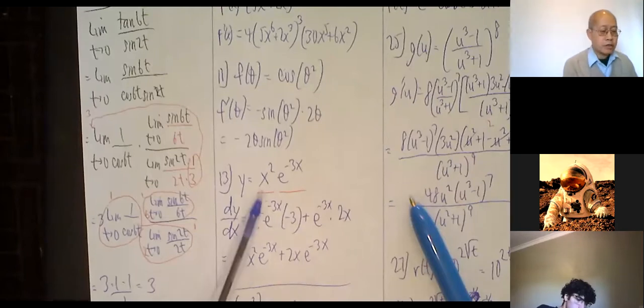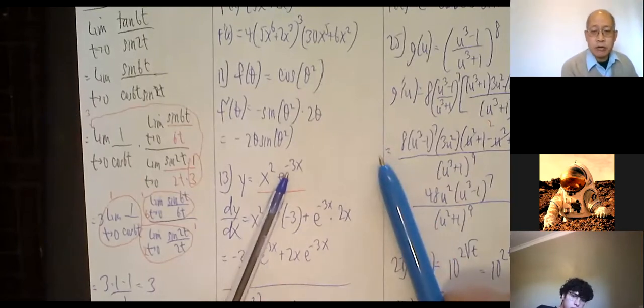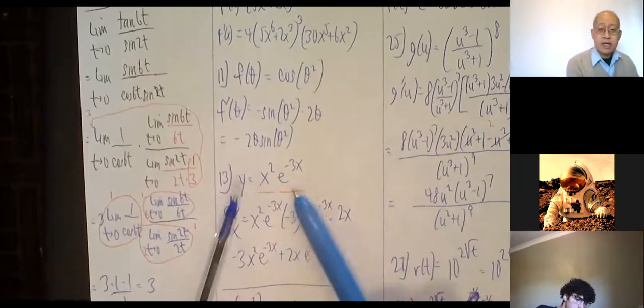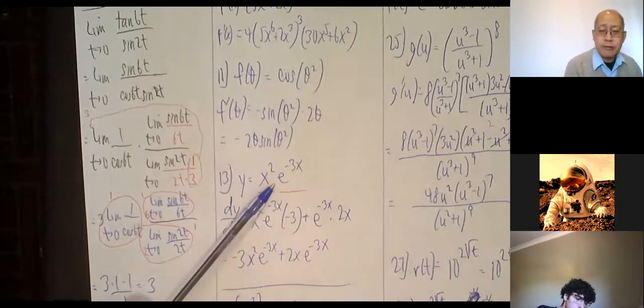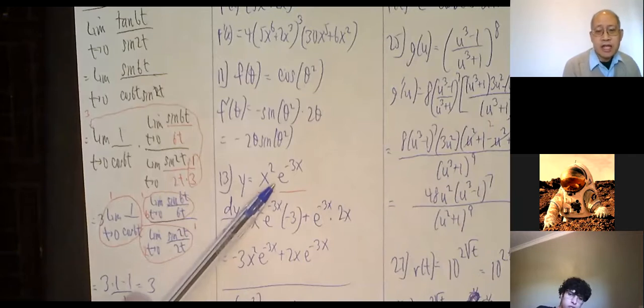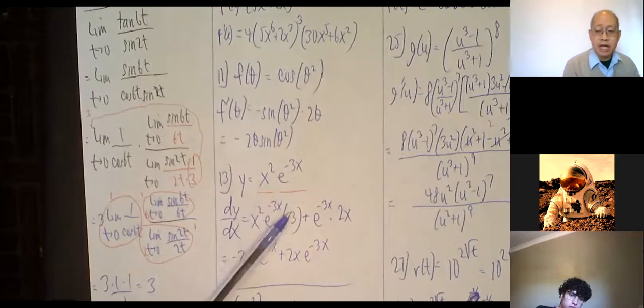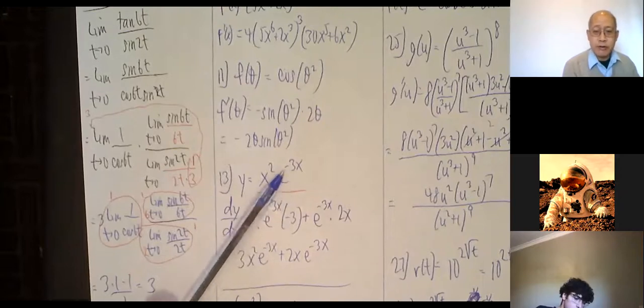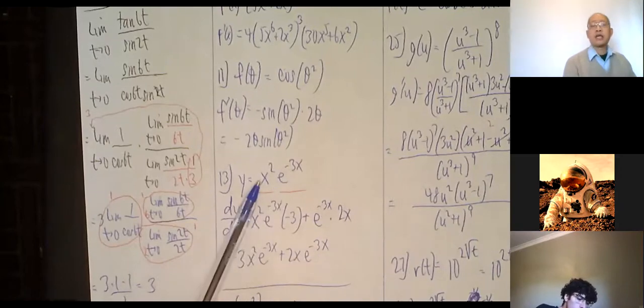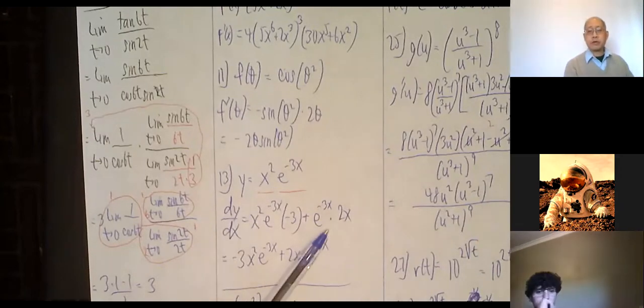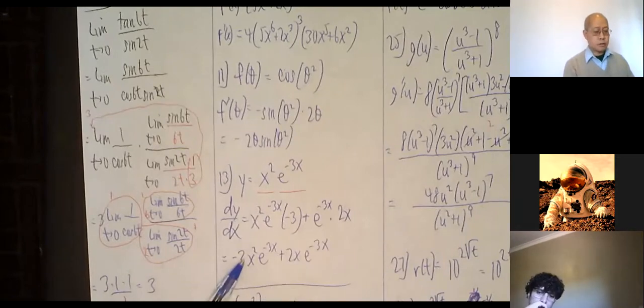Okay, so again, there's a product rule and a chain rule. First function, second function. First times the derivative of the second. So the derivative of e to the negative 3x is e to the negative 3x times negative 3. Negative 3 is the derivative of negative 3x. Plus second function, e to the negative 3x, times the derivative of the first. Derivative of x squared is 2x.